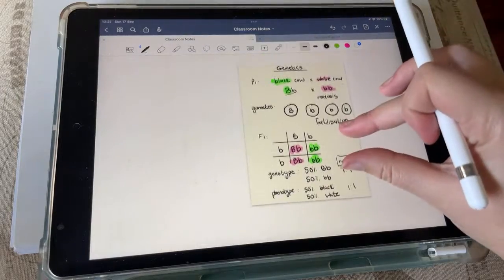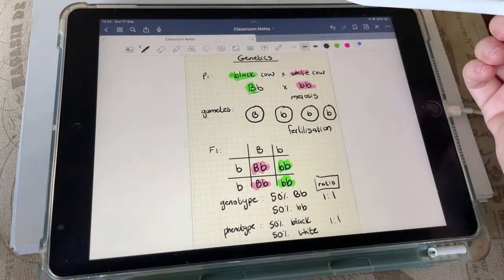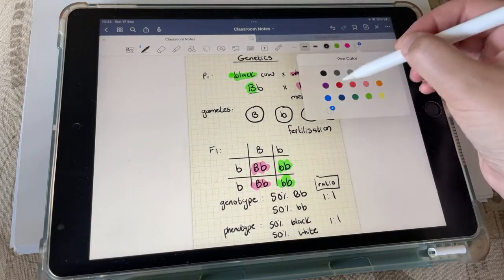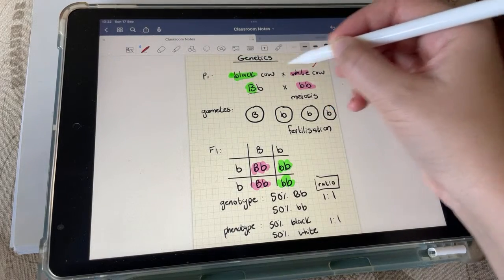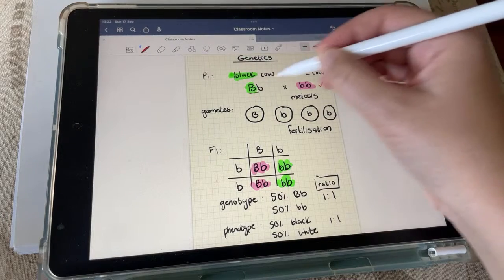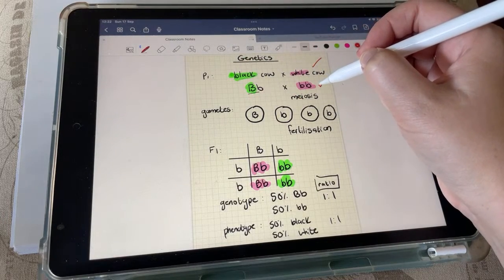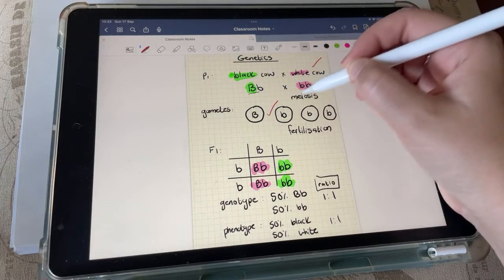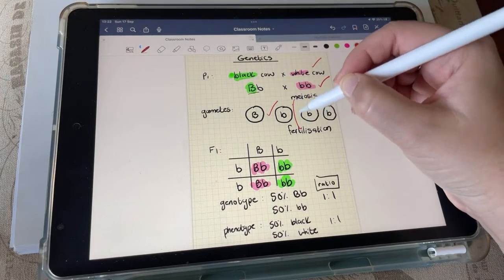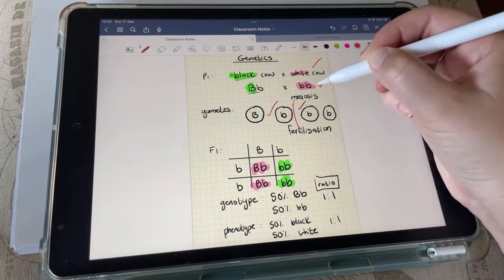So let me show you, if this was your page, how this would be marked, right? So first things first, 1 over here for the 2 parents, 1 over here for the parents' genotype, 1 over here for the gametes. Meiosis and fertilization go together, so that's another 1.